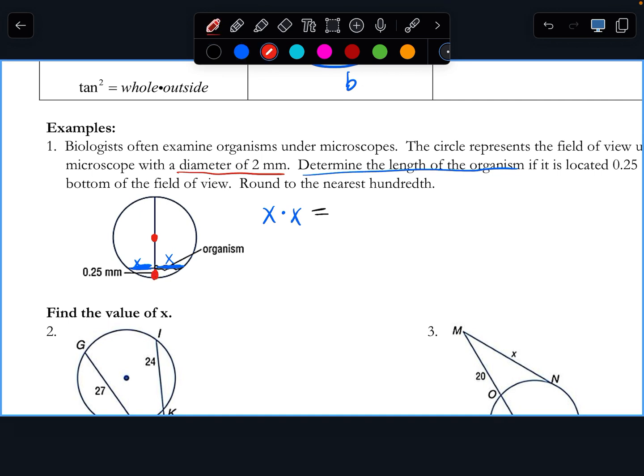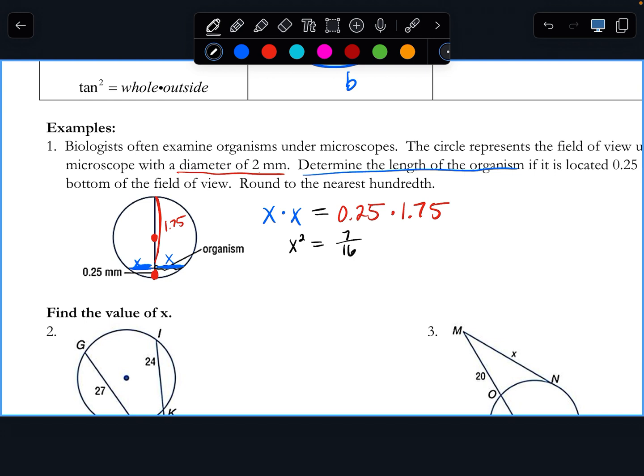and then I'm going to do this little chunk times this big chunk. So I'm going to go 0.25 times, and then that longer chunk, it doesn't even say. Oh, wait, they give you the diameter's 2 millimeters, right? So if the diameter is 2 millimeters, what is that, 1.75 for that? So you would solve that one. So you would get X squared equals, oh, I don't know what that is, 7/16.